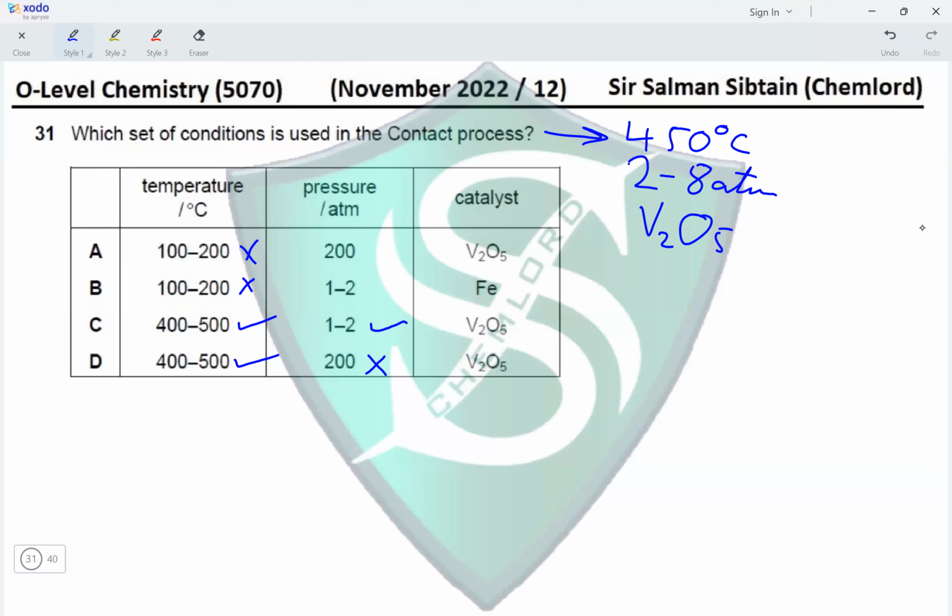Let's look at the catalyst. The catalyst in option C is V2O5, vanadium 5 oxide, which is the correct catalyst, making option C the correct option for this question.